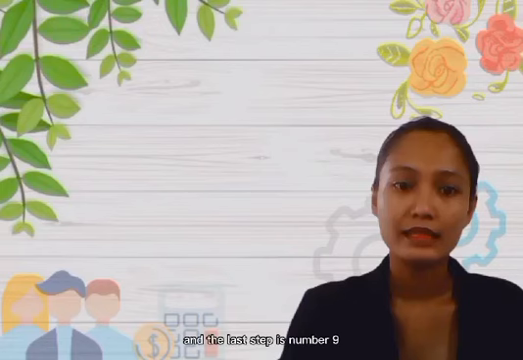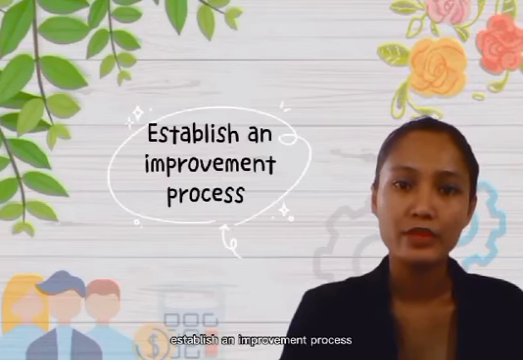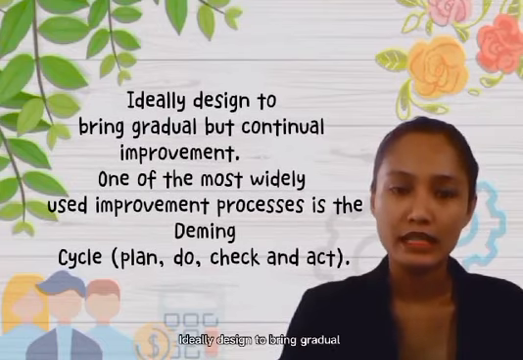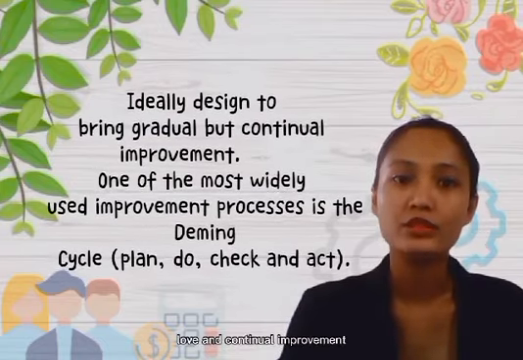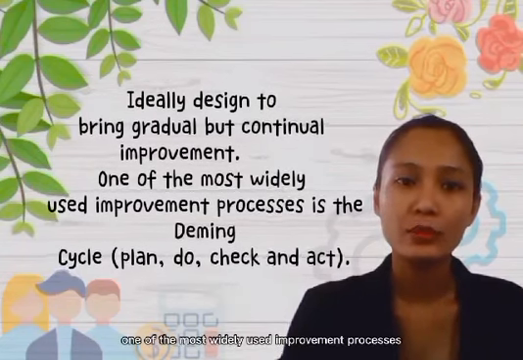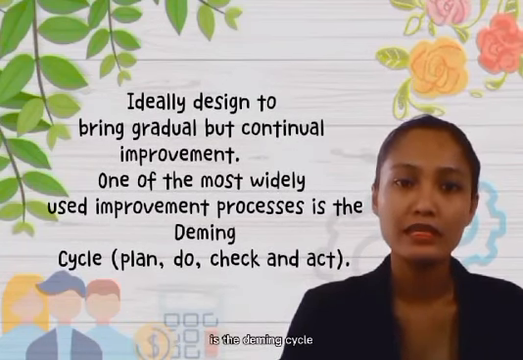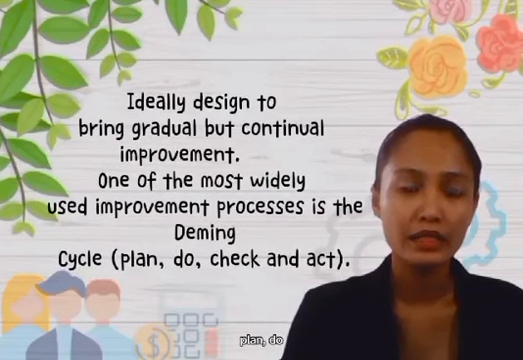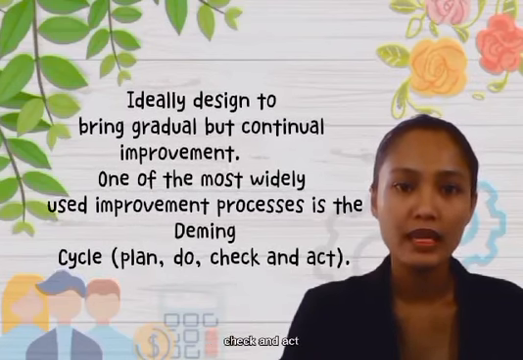And the last step is number 9. Establish an improvement process. It is designed to bring gradual but continual improvement. One of the most widely used improvement processes is the Deming cycle: plan, do, check, and act.